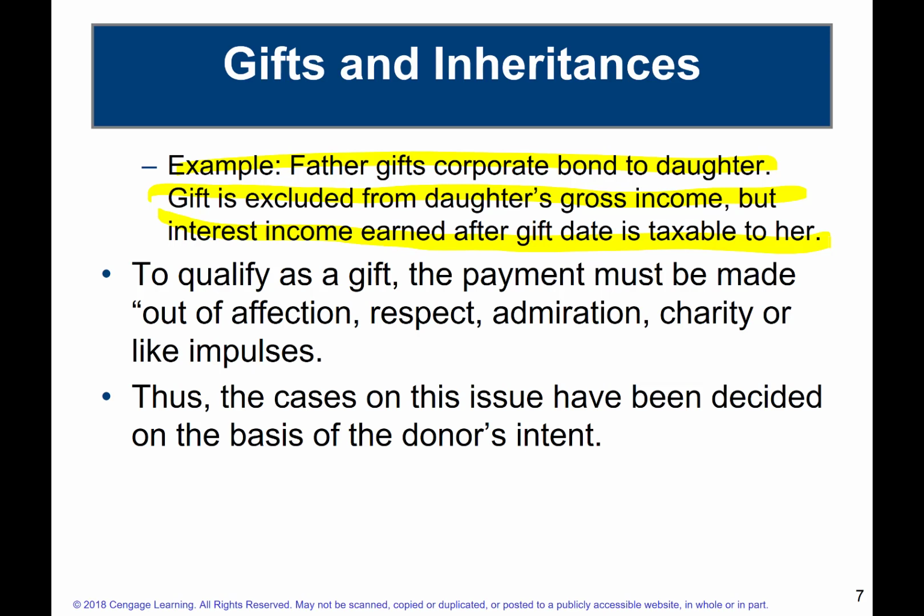Okay? And then they talk about gifts that are given out of impulses like affection, respect, and admiration, all those things that you say to people during the first couple months of a relationship that you never say again. That love stuff, okay? And notice, therefore, that what constitutes a gift is based on the donor's intent, right? If the donor is saying, hey, I'm doing this because I love you, I admire you, then that is going to constitute the gift, okay?